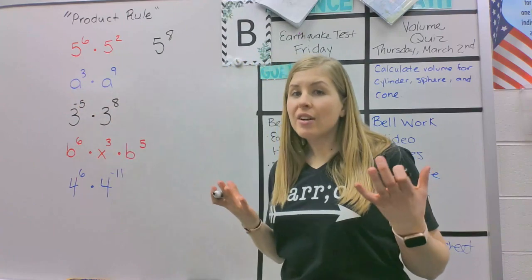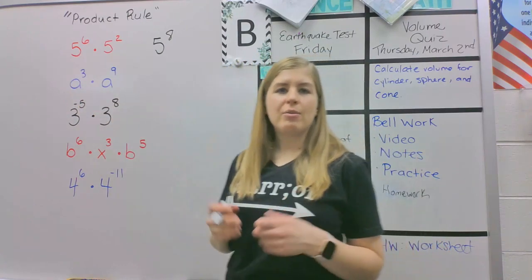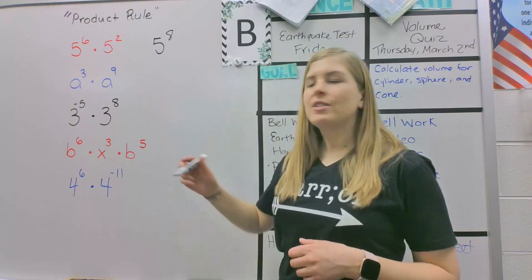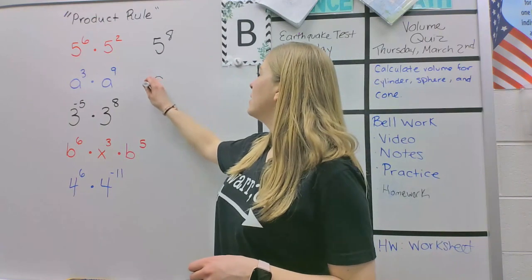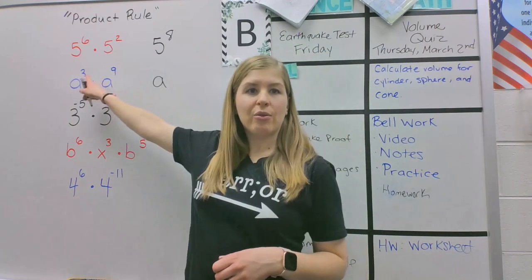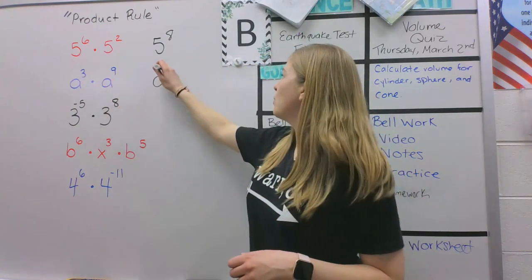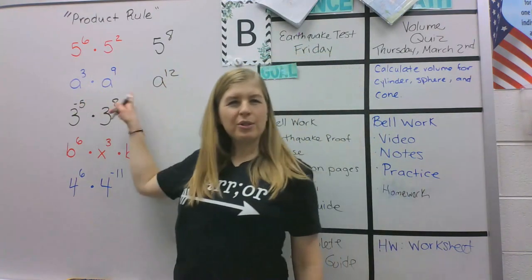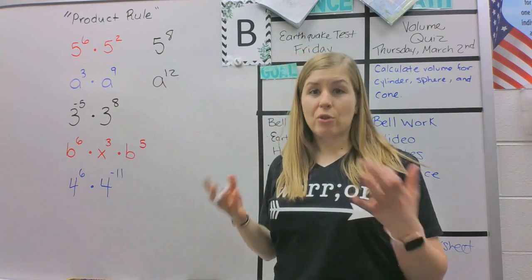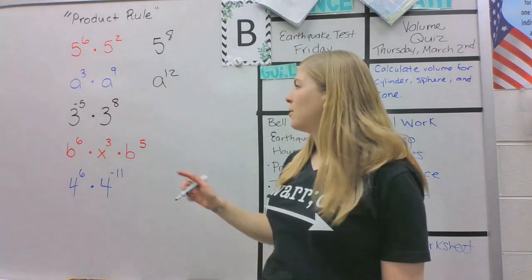Next one, we have our base is A. So sometimes we have letters, sometimes we have variables, and sometimes we'll have a number. So we have A as our base, and we have 3 plus 9 is 12. You see what we're doing? Keeping the base, adding them. So the product rule, we would add our exponents together.